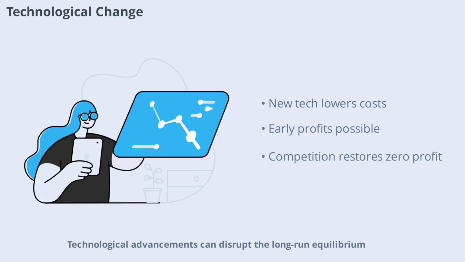Technological advancements can disrupt the long-run equilibrium. When new technologies lower costs or improve productivity, early adopters may earn positive economic profits. However, as the technology spreads, competition increases and profits return to zero in the long run.